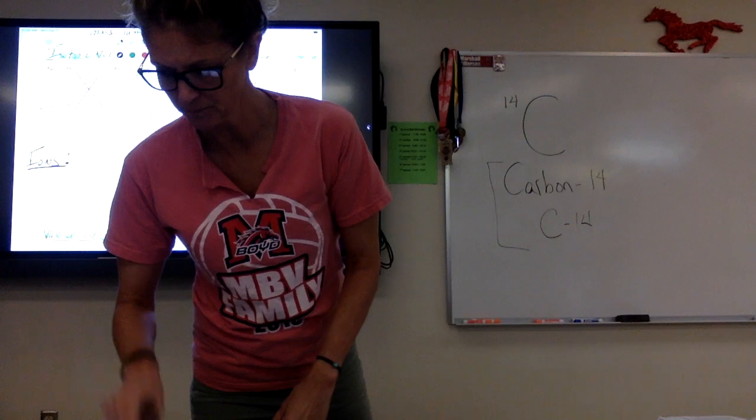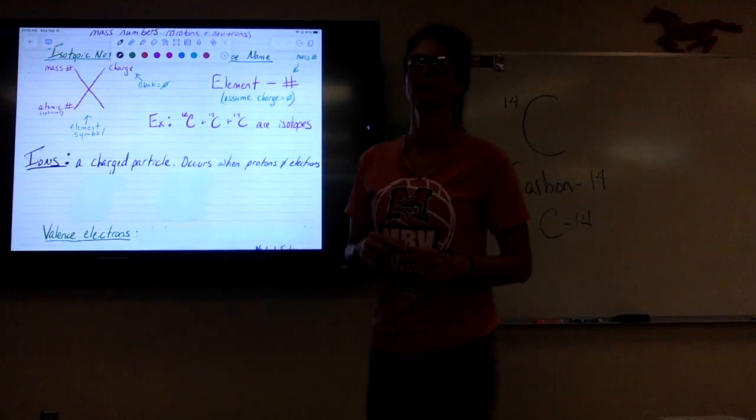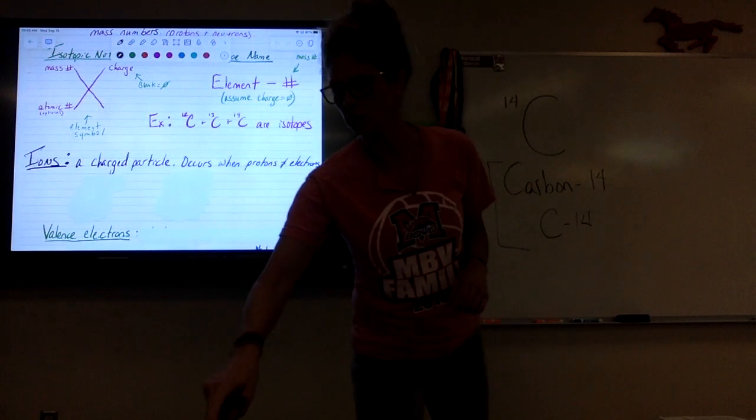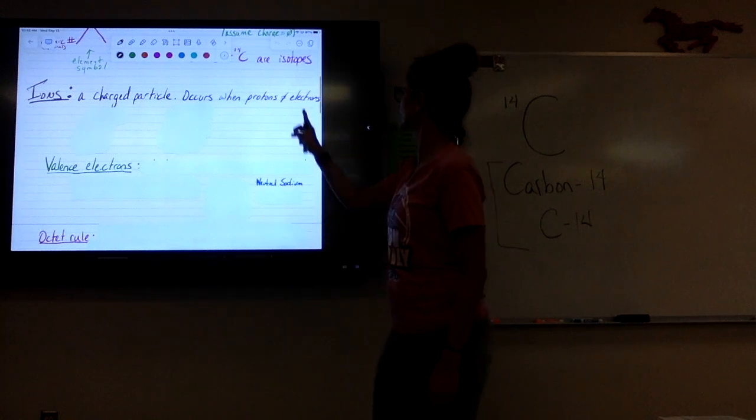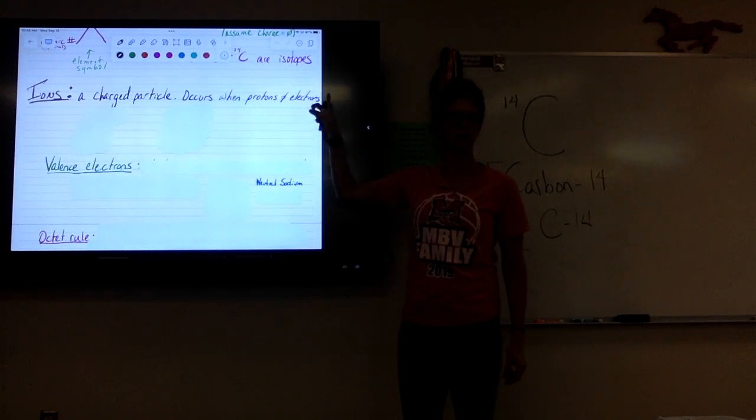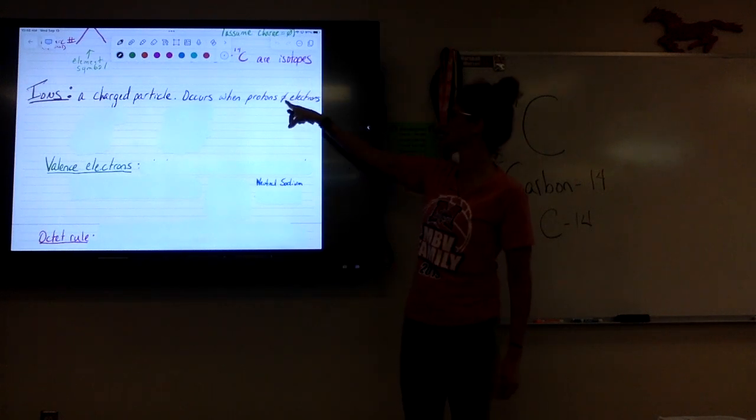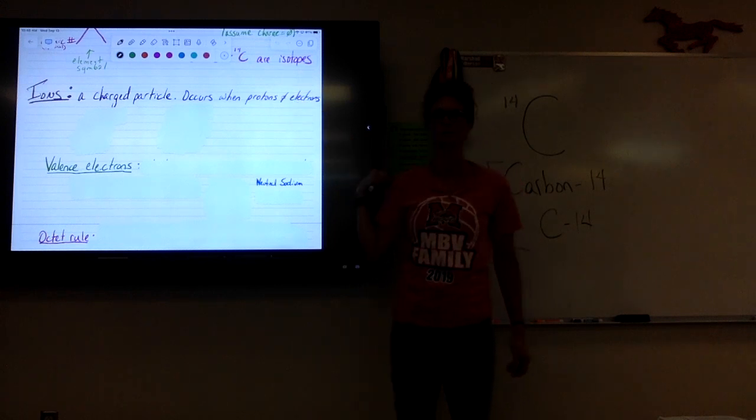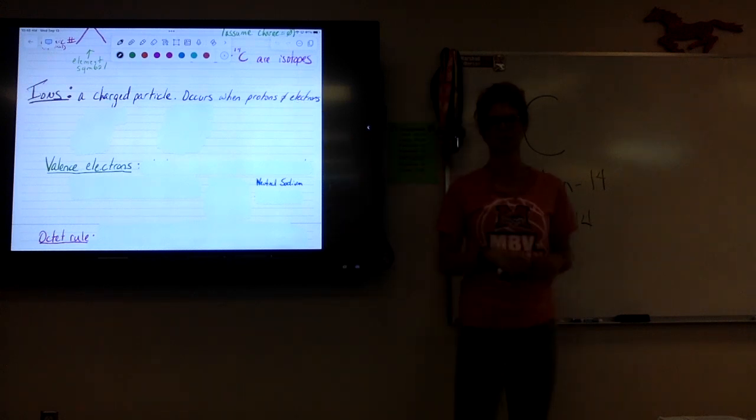Ions. Charged particle. A charged particle occurs when protons do not equal electrons. That's what that symbol means. It's an equal sign with a slash through it. Doesn't equal. Protons don't equal electrons.